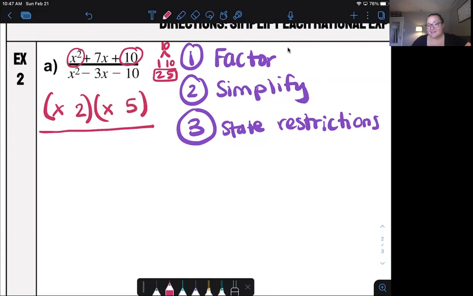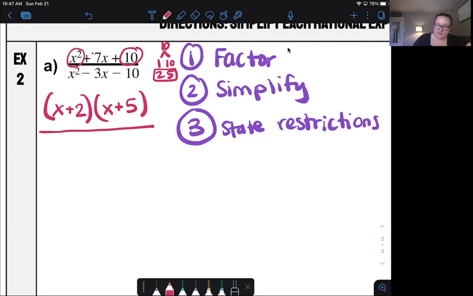And then for the signs in between, I can either do positive or negative. So I know I want a positive 10 when I multiply, a positive 7 when I add. Both signs will be positive. So I have x plus 2 times x plus 5.